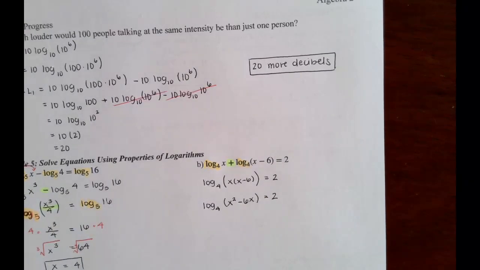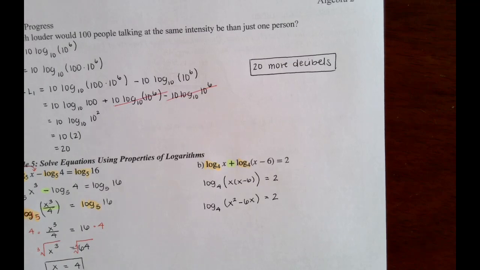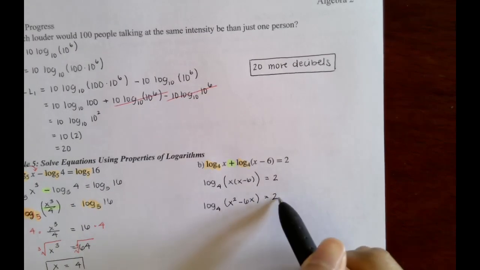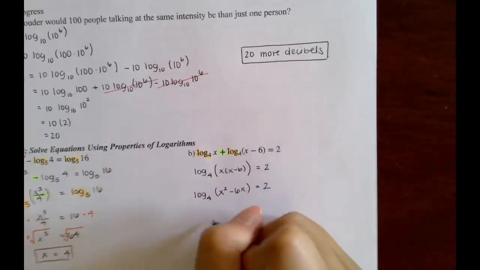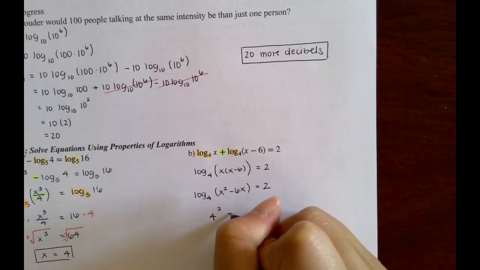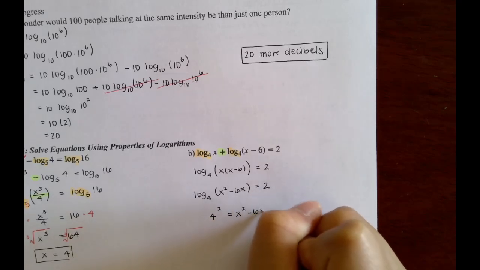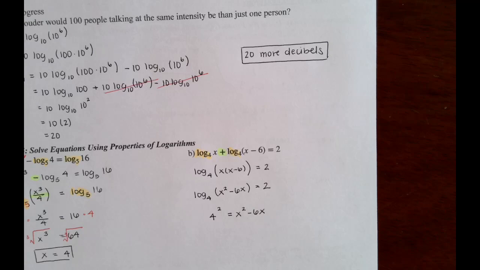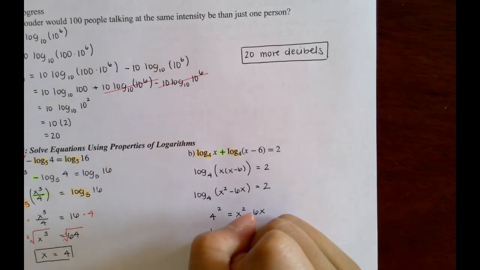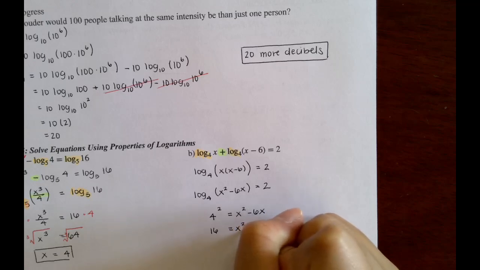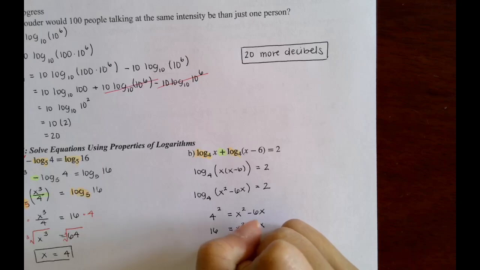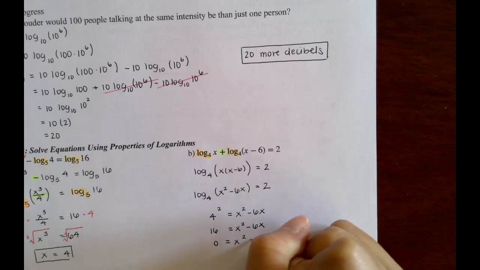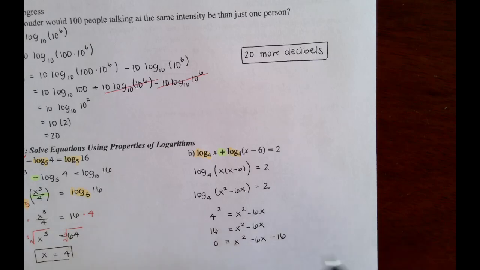Now we learned how to rewrite this in exponential notation. Here's my base, here's my exponent, here's what we normally think of as the answer. So I'm going to rewrite it in exponential notation: 4 squared equals x squared minus 6x. So 4 squared is 16 equals x squared minus 6x. Now I'm solving a quadratic. I'm going to move everything to the same side, so that I could, in this case, probably factor.